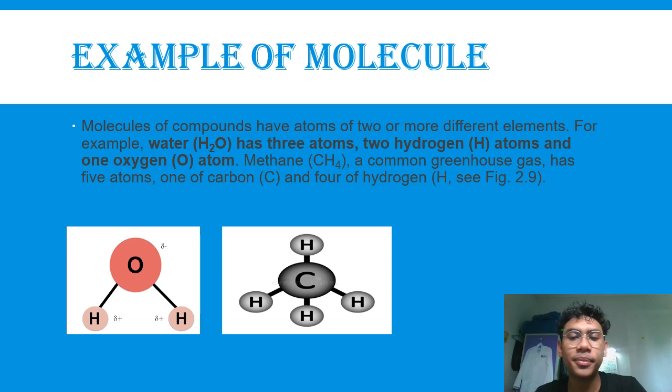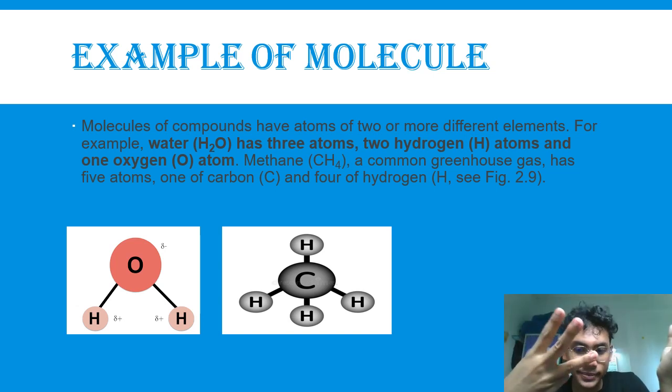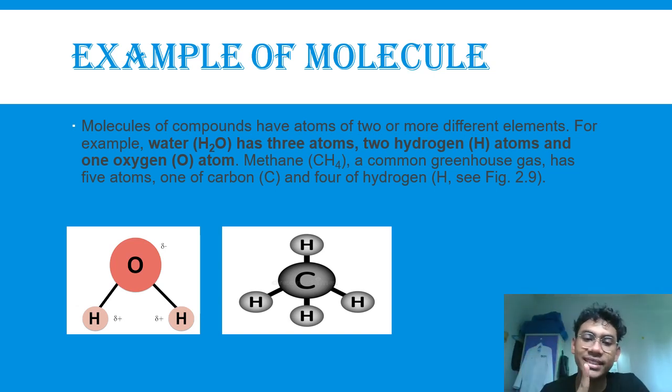Okay, we are going to talk about examples of molecules. As we know, molecules are compounds that have atoms, and the atoms are of two or more different elements. For example, water, H2O, has three atoms: two hydrogen and one oxygen atom. By the way, as we can see here, we have methane, CH4, a common greenhouse gas, which has five atoms: one carbon and four hydrogens.